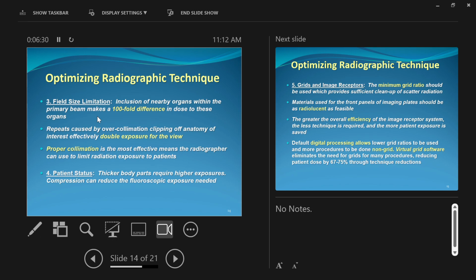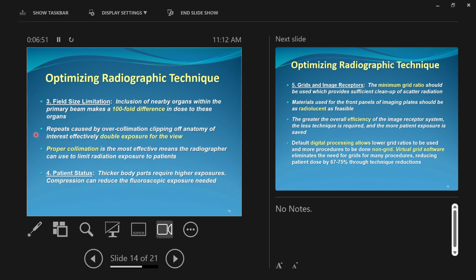Decreasing your field size matters. The inclusion of nearby organs within the primary X-ray beam makes a 100-fold difference in dose to those organs. The area inside versus outside of your collimated field is about 100 times different. So 100 times more exposure inside the collimated field than outside of it.